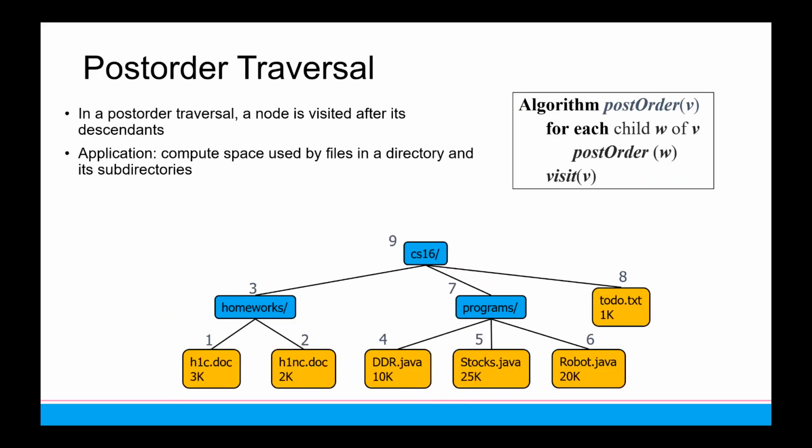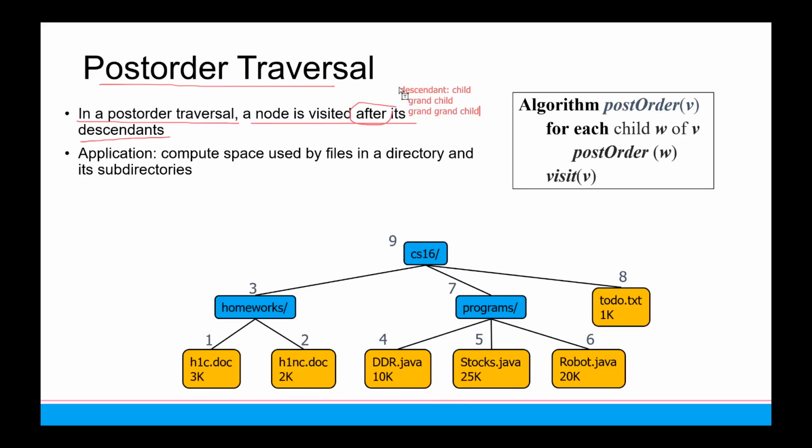Post order traversal. In the post order traversal, a node is visited after its descendants. The descendants, as I mentioned to you, means the child, grandchild.